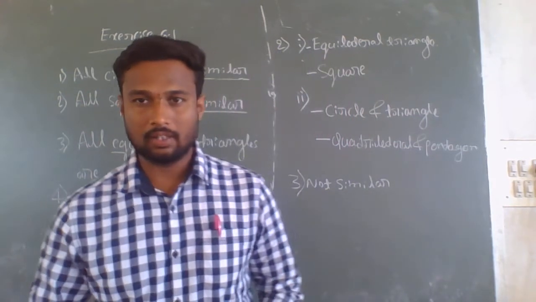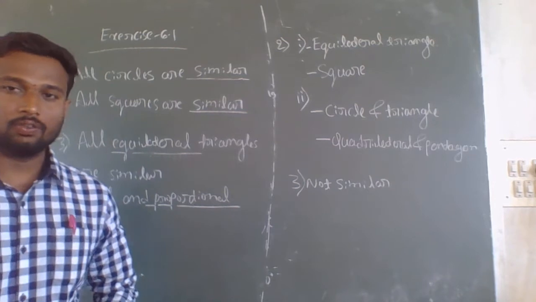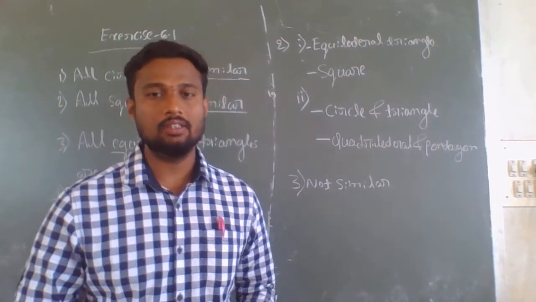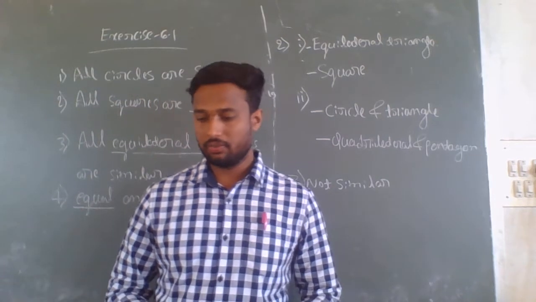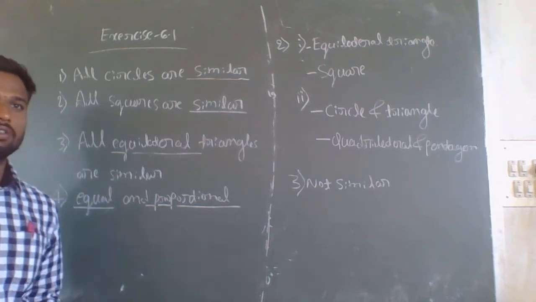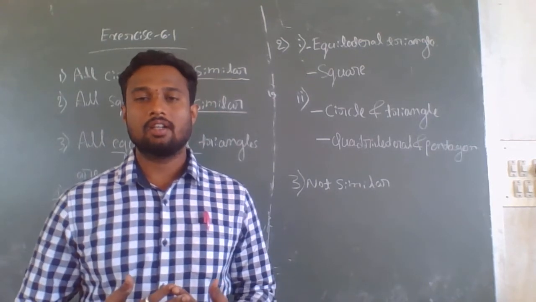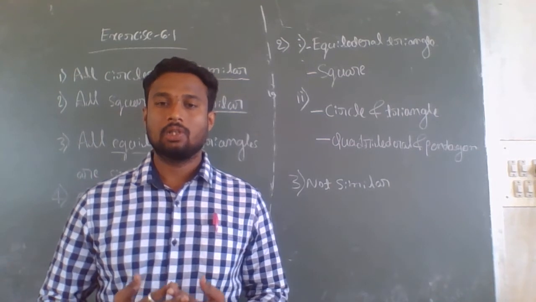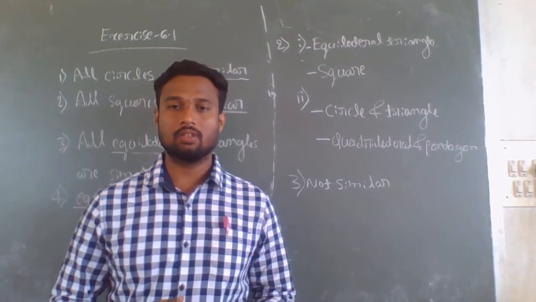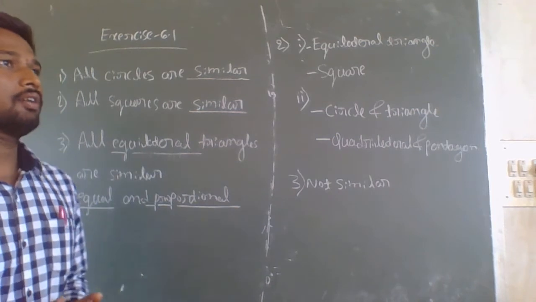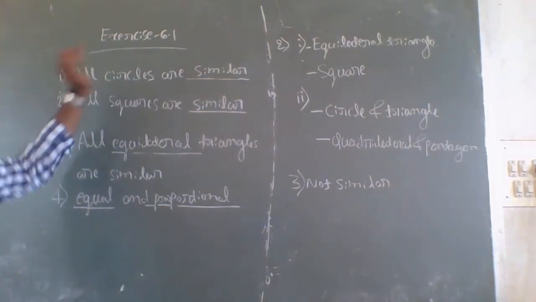So today I will continue with exercise 6.1. In the previous class I discussed the introduction part of the triangles chapter, that is, what is congruency, what is similarity, and the different properties to prove two triangles as congruent. So today I will discuss exercise 6.1.